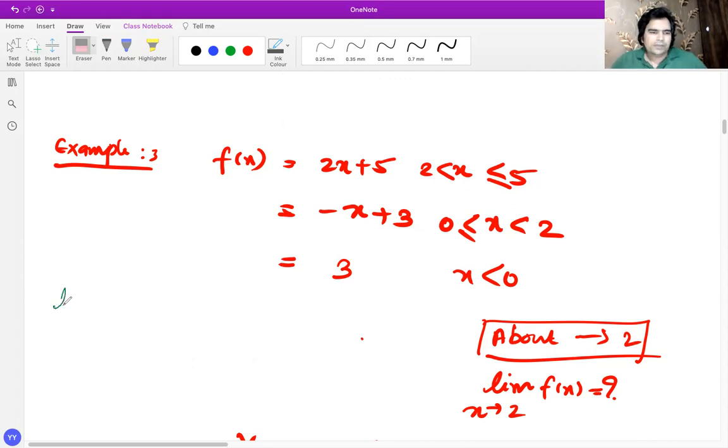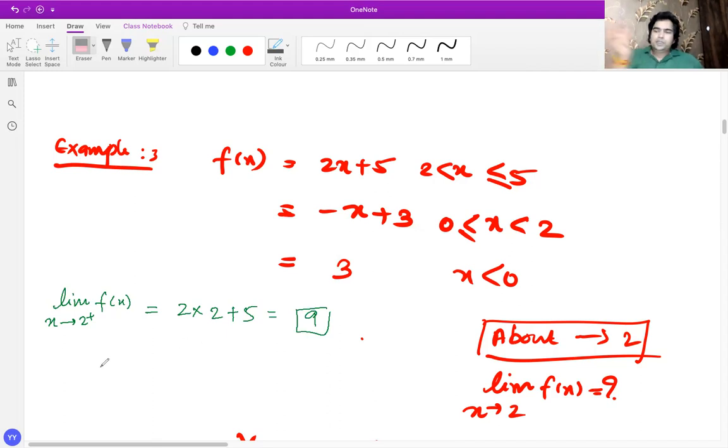First, if I want to evaluate the right hand limit about 2 positive, as x tends to 2 positive, the function I'm going to take is this one. You can see it is valid for more than 2 and less than or equal to 5. So when I evaluate the right hand limit here, it is 2 times 2 plus 5, which is 4 plus 5, which is 9. So the right hand limit according to this function is 9.